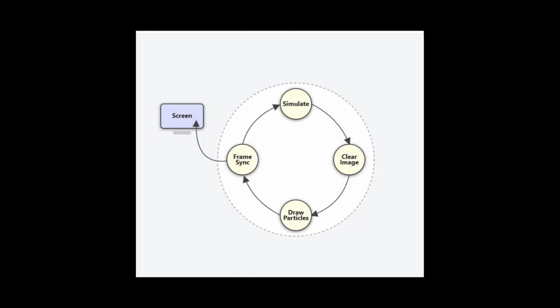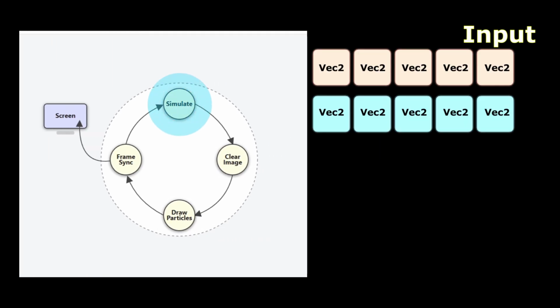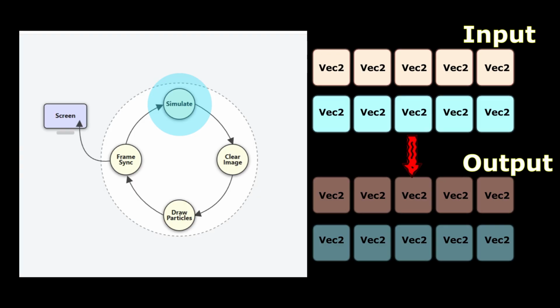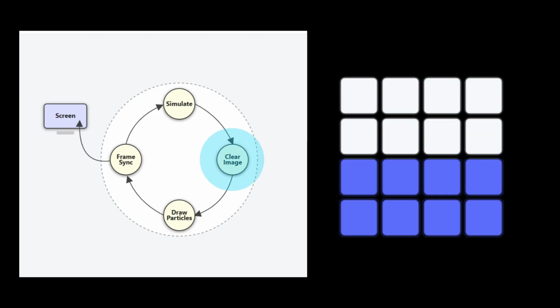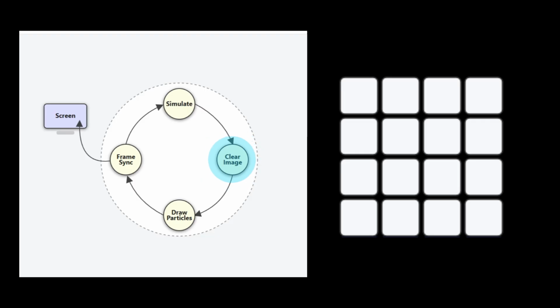Each frame, Godot runs four main steps. First is the simulation step. The shader reads each particle from the input buffers, applies the Boid movement rules, and writes the new position and velocity into the output buffers. Next, the image buffer is cleared. This just resets the pixels so we can draw a fresh image for this frame. This is the same image buffer that's connected to Texture2D, so it doesn't need to be copied back to the CPU every time we want to show it on screen.